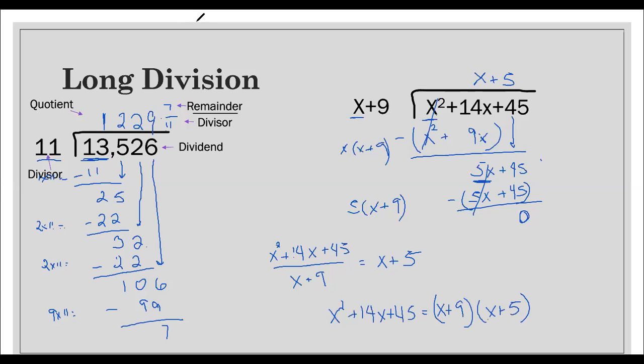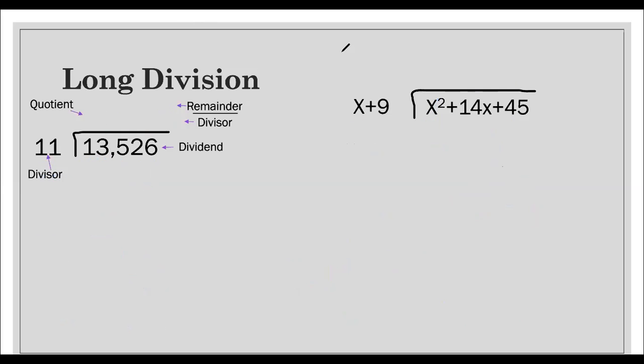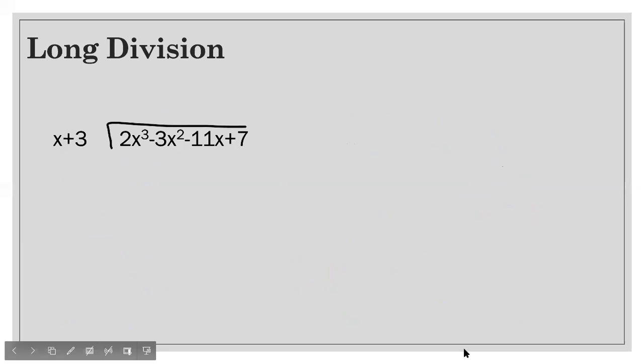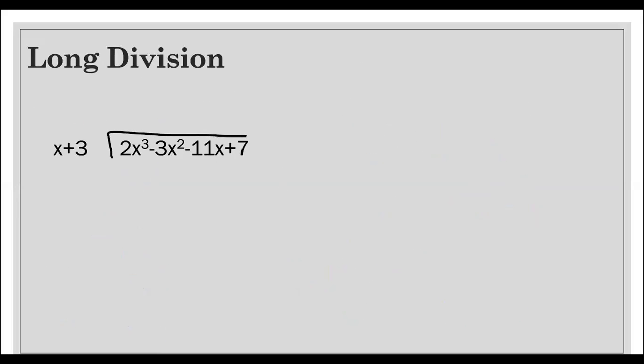Okay? So let's take a look at another example. We have 2x cubed minus 3x squared minus 11x plus 7, and we're dividing it by x plus 3. So when we do this, we're looking at our leading terms. We're looking at x, and we're looking at 2x cubed. So we have to say, what do we multiply x by to get to 2x cubed? Or, if we factor an x out of 2x cubed, what do we have left? So that's 2x squared. We're going to put that up here.